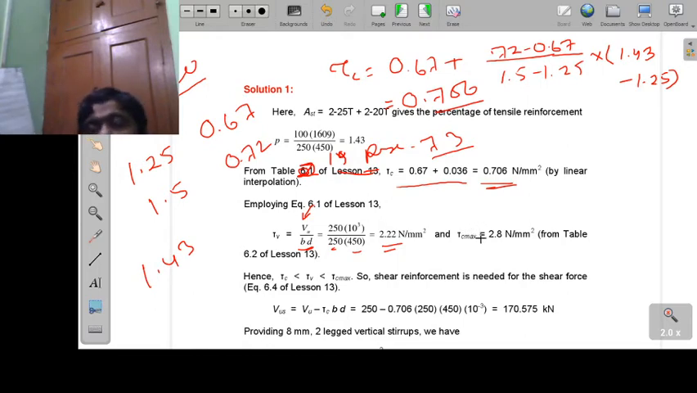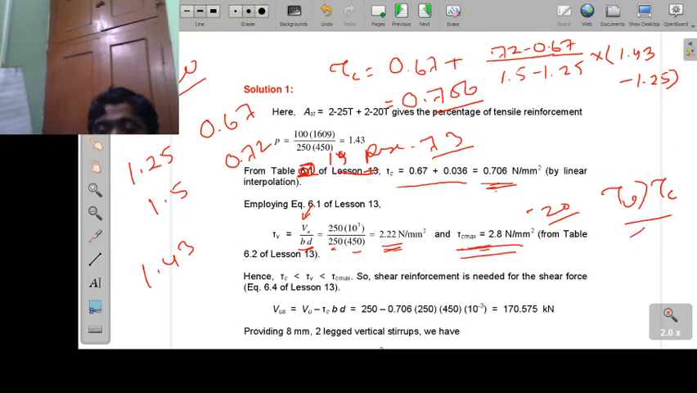Also you can see what is the tau c max. If you see the code book, the tau c max for M20 grade of concrete is given as 2.8 MPa. You can refer table number 20 of the code book, given in page number 73. So no doubt this value is less than tau c max, so it's fine. This value is also less than tau c max, so it's accepted. Both must be less than or equal to tau c max. But here tau v is greater than tau c.